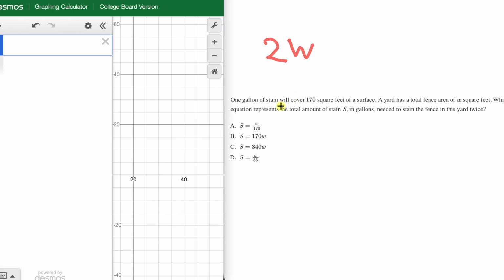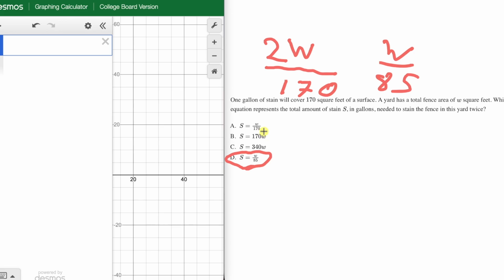So you know that 1 gallon of stain will cover 170 square feet of surface. To figure out how many gallons of stain are needed, it would just be the area of the fence divided by how many square feet 1 gallon covers. So the area would be 2w because you're going around the fence 2 times, and 1 gallon of the stain covers 170 square feet. So you would just simplify this and get w over 85, which is D.